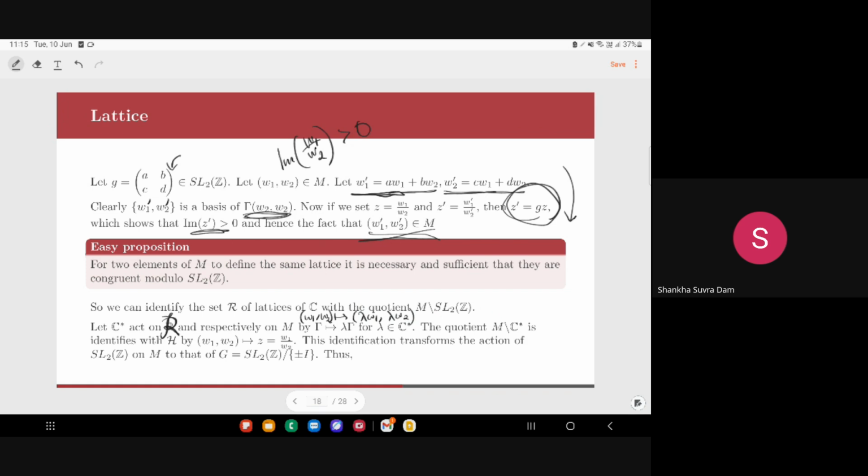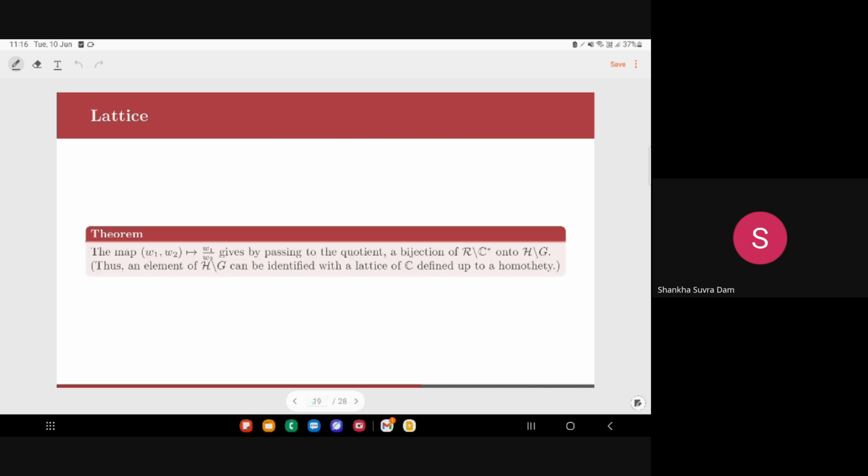The quotient M by C star is identified with H by this. This identification transforms the action of SL2Z on M to that of SL2Z quotient by plus or minus I, PSL2Z. So thus we have proved the following theorem: the map given by passing to the quotient is a bijection of this onto this. An element of this can be identified with a lattice of C defined up to homothety. Homothety is like multiplying by a scalar.